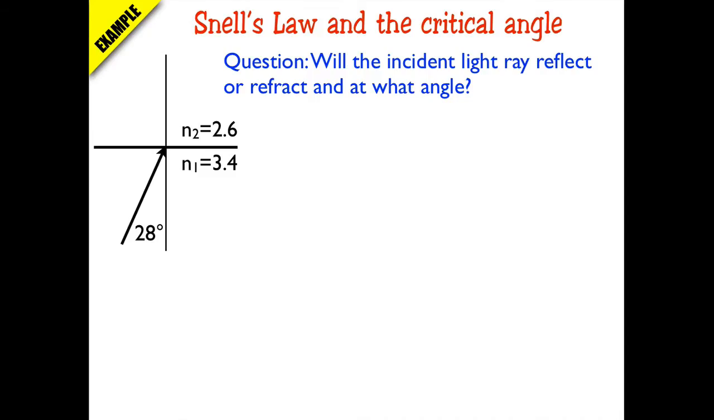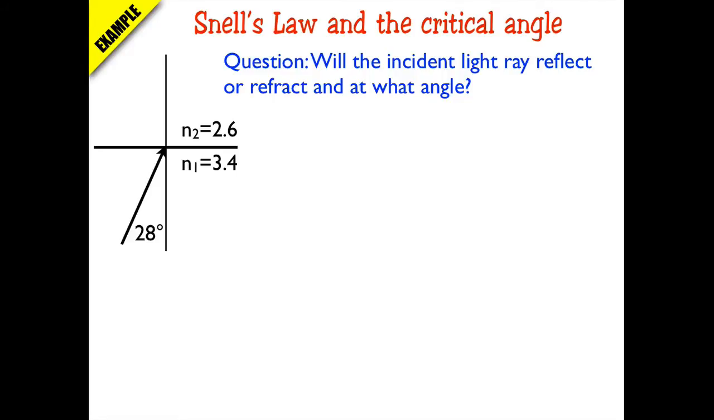Okay, so here's Snell's law in the critical angle example. The question is, will the incident light ray reflect or refract, and at what angle? So I've got the two substances. I'm going from high index of refraction to low index of refraction. So the light should bend, well, you can guess, away or towards the normal. In this case, it should be bending away from the normal as it goes to a lower index of refraction.